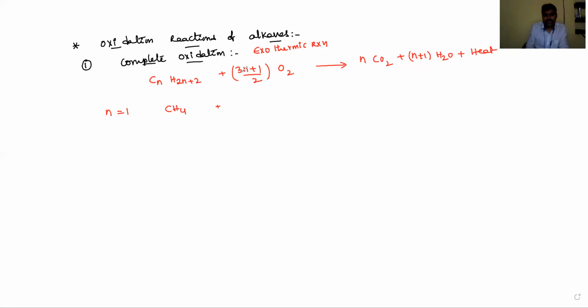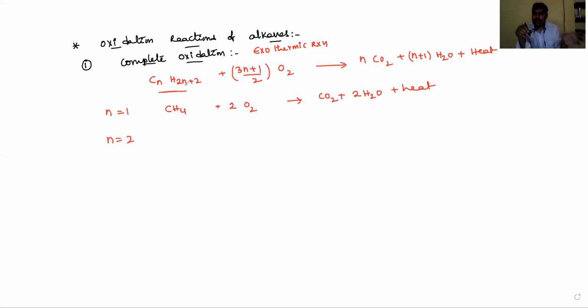Okay, dear students, if n is equal to 1, then CH4. Substituting, (3+1)/2 is 4/2, which is equal to 2 moles of O2 required. It produces 1 CO2 plus 2 H2O and releases heat. It releases high heat. That's why it is the general equation.